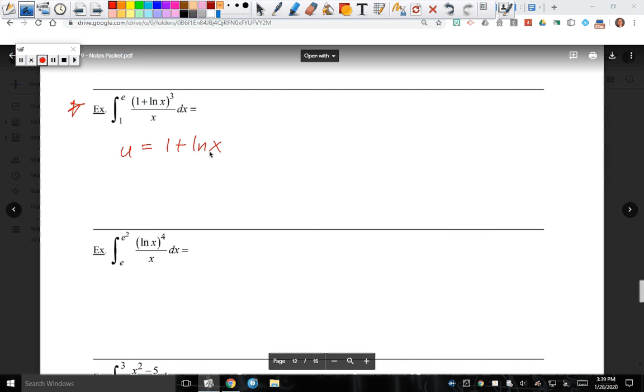So what's du? 1 over x dx. Look how many pins we just knocked down with this. Okay, here we go. So a lot of stuff. 1 over x dx is right here, and an understood 1 that exists in the numerator.